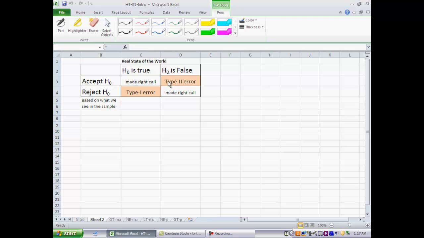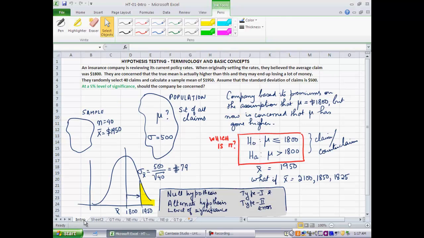Now, in this course, for all the types of hypothesis testing that we will do, we will focus only on type 1 errors and we will control for it. Okay, so anytime you do a hypothesis test, for our purposes in this course, we will be controlling for the type 1 error.